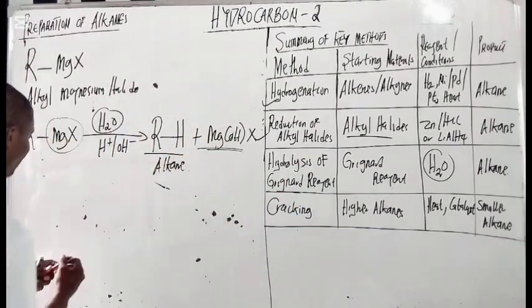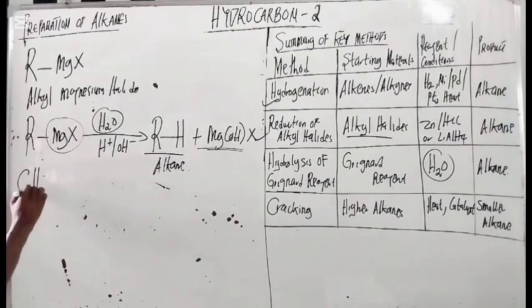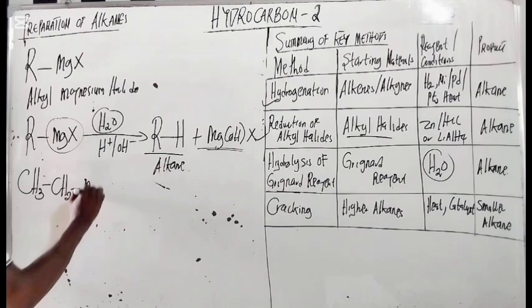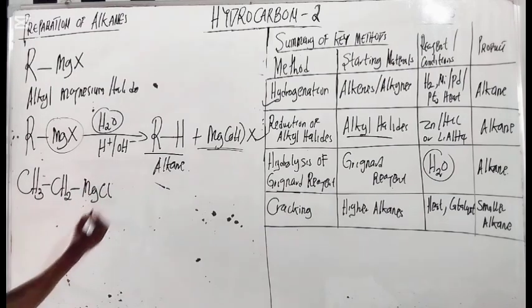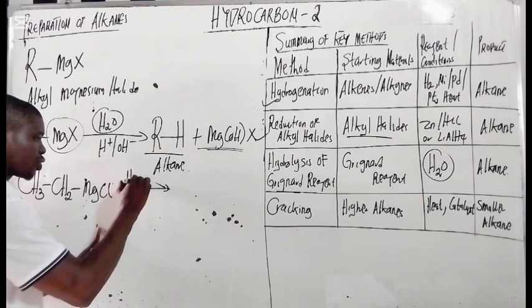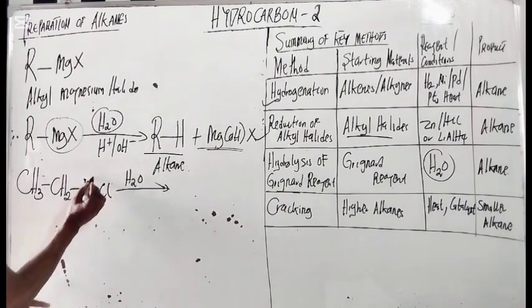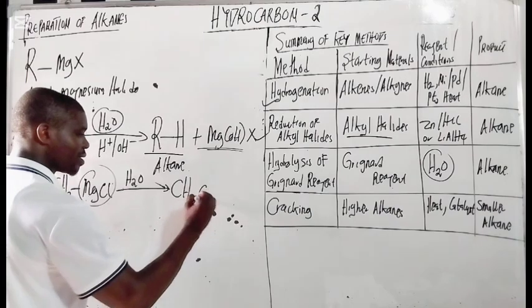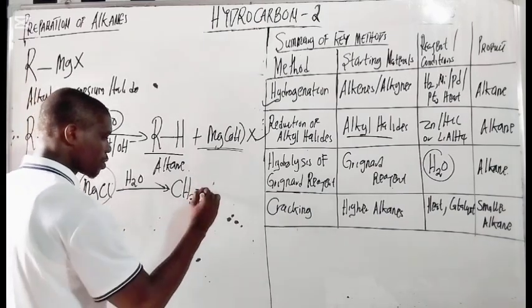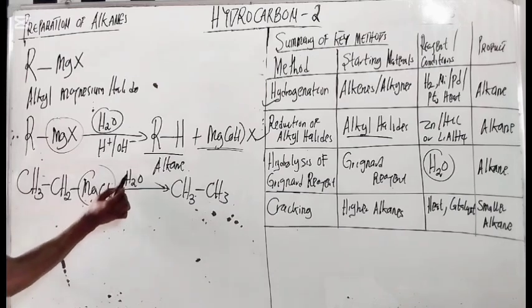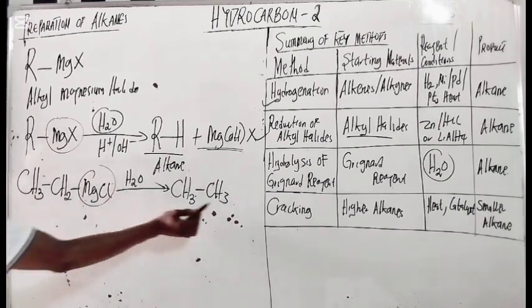Let's look at an example. Here we have CH3CH2MgCl, magnesium chloride. Now when it reacts with water, H2O, what happens here? The whole of the MgCl goes out. Here we now have CH3CH3. Remember, the carbon had 2 hydrogens before, and when you add more hydrogen, now we have 3.